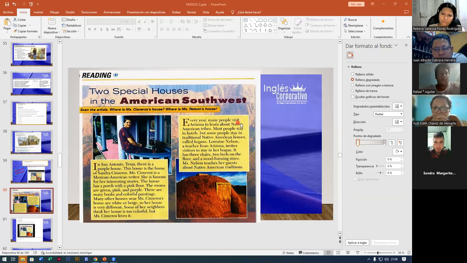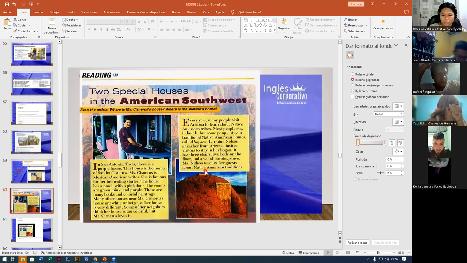Every year, many people visit Arizona to learn about Native American tribes. Most people stay in hotels, but some people stay in traditional Native American homes called hogans. Lorraine Nelson, a teacher from Arizona, invites visitors to stay in her hogan. It has three chairs, two beds on the floor, and a wood burning stove. Miss Nelson teaches her guests about Native American traditions.